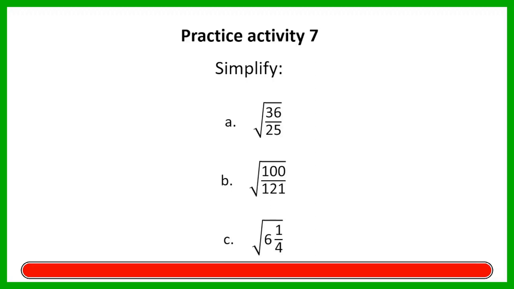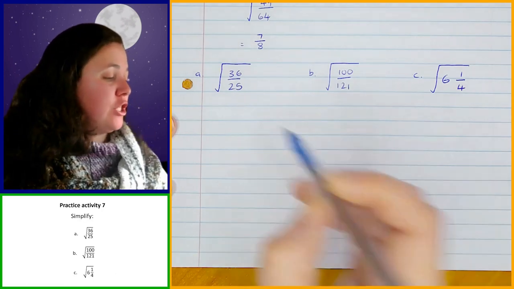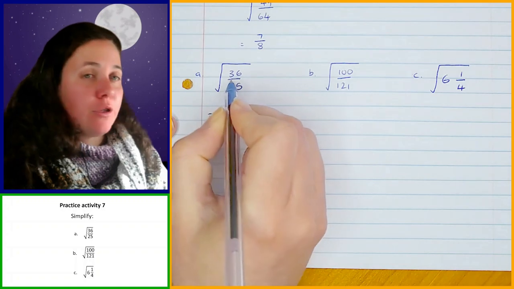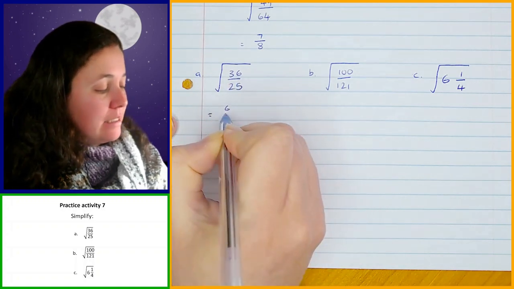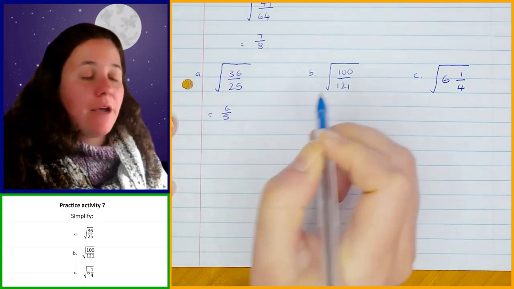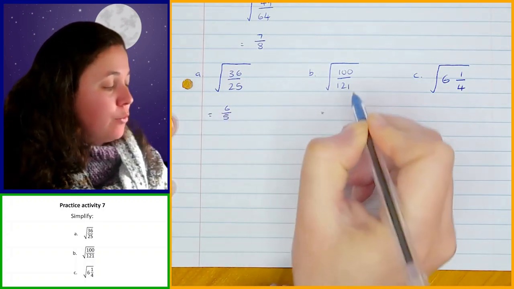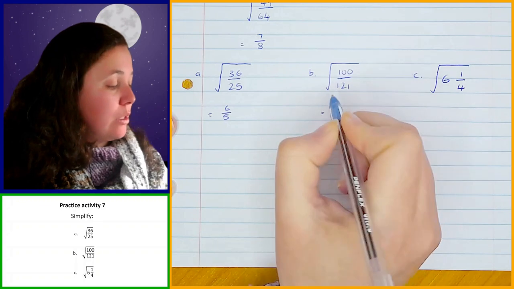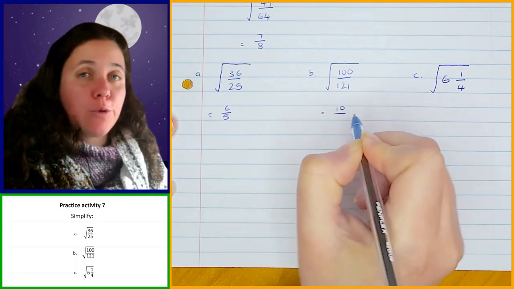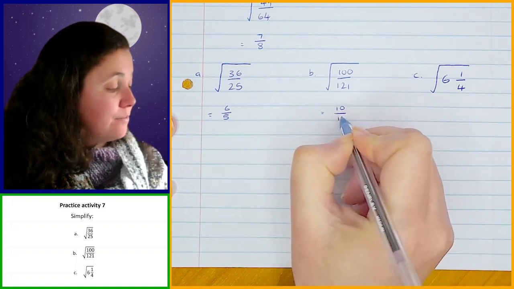Okay, you should be done with those questions, so let's go through each of them. So for question A, you have the square root of 36 over 25. So first we square root the 36, and that gives us 6. And then we square root the 25, and that gives us 5. So that gives us 6 over 5. For question B, we have the square root of 100 over 121. So the square root of 100 is 10 over the square root of 121, which is 11.